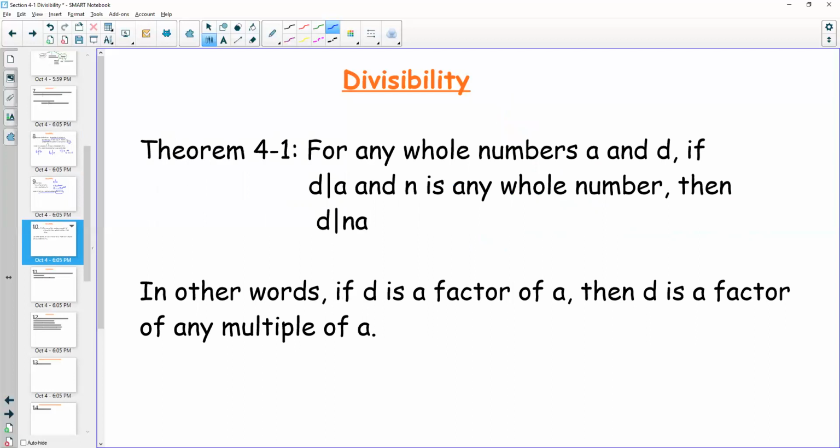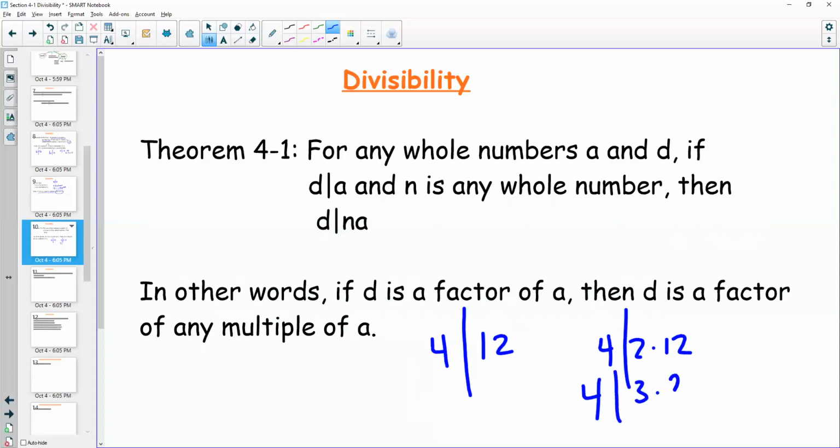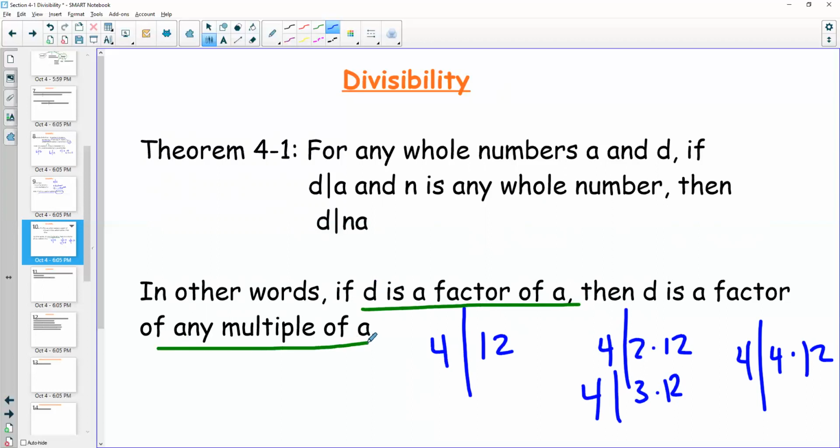To add onto this, for any whole numbers A and D, if D divides A, and N is any whole number, D also divides a multiple of A. What that says basically is if 4 goes into 12, 4 also goes into 2 times 12, which is 24, and it does. 4 also goes into 3 times 12. 4 also goes into 4 times 12, for as long as I want to keep that up. If D is a factor of 12 to start with, 4 is a factor of 12, then it's a factor of any multiple of 12 as well.